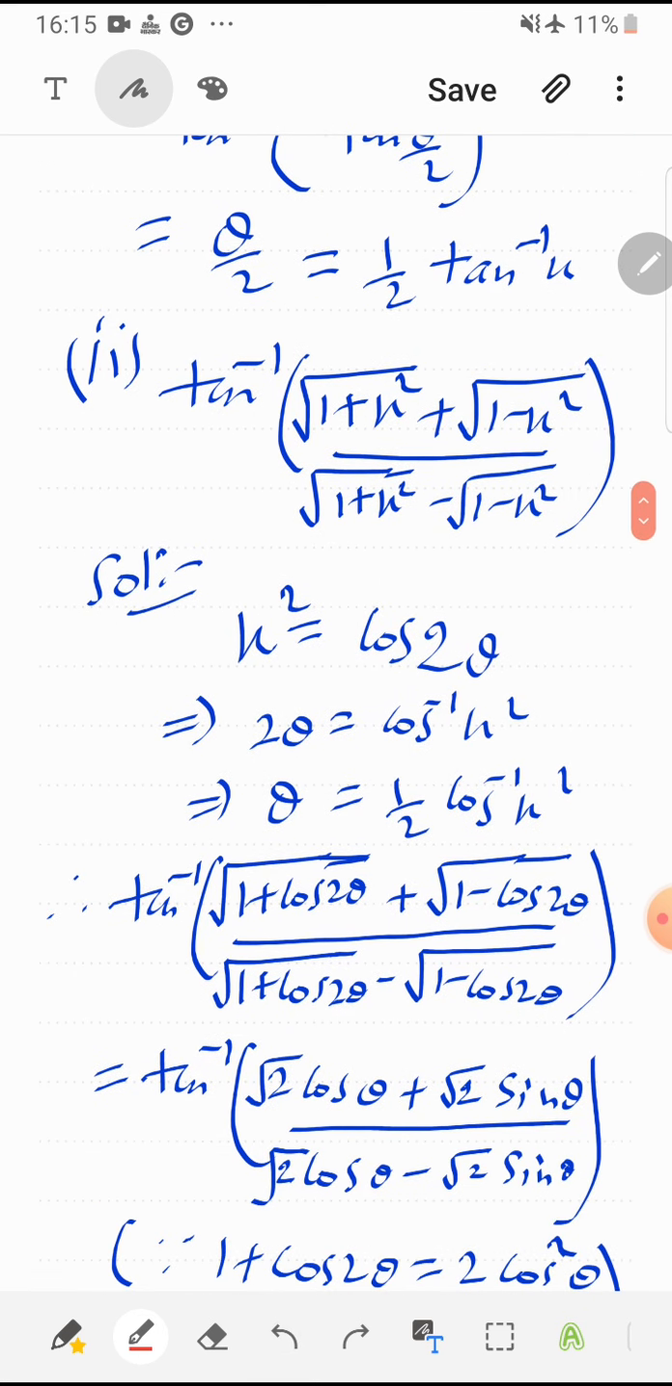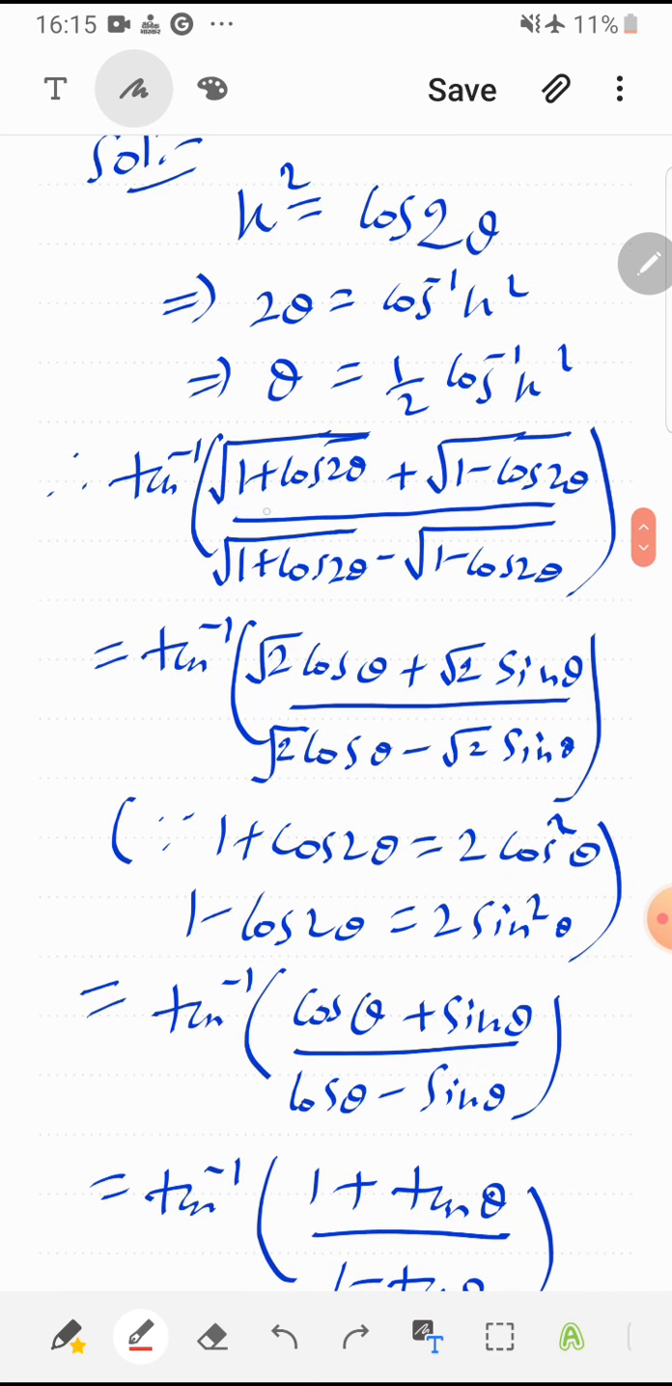The next question is again similar: tan inverse of (under root 1 plus x square plus under root 1 minus x square) with the same denominator, and the difference is that we have a negative sign. So here I am putting x square as cos 2 theta, because again I have to use the formula for 1 plus cos 2 theta and 1 minus cos 2 theta. At the same time I am writing the value of 2 theta and hence theta in terms of x, because in the end I have to resubstitute from theta to x.